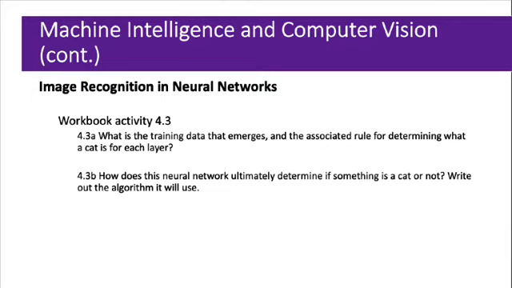4.3a. What is the training data that emerges and the associated rule for determining what a cat is for each layer? Question 4.3b. How does this neural network ultimately determine if something is a cat or not? Write out the algorithm that it will use. Go ahead and take 5 minutes to do that now.